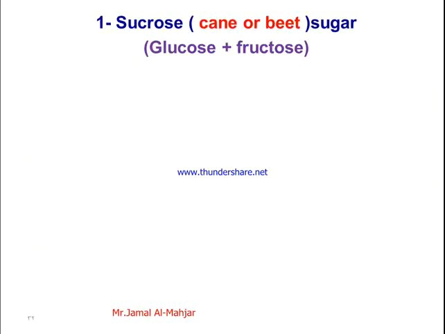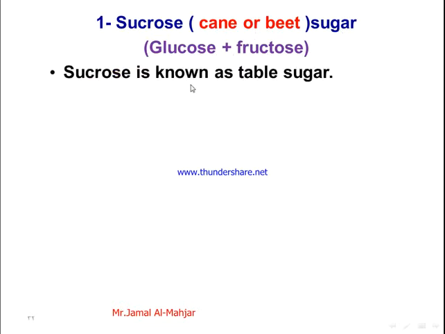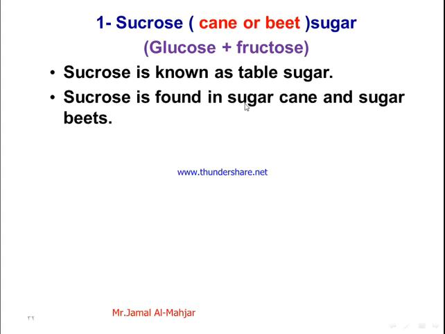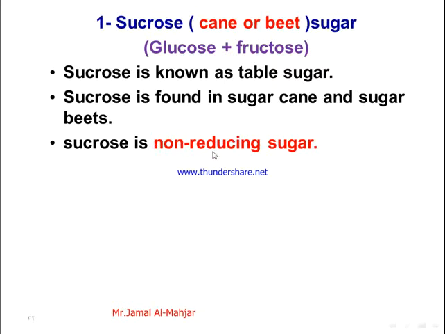We will start with the first one. What do you call it? Yes, it is sucrose. It has another name. What is the name? Yes, it is cane or beet sugar. It contains glucose and fructose. So sucrose is known as table sugar because it is the sugar that we use every day. Sucrose is found in sugar cane and in sugar beets. Sucrose is a non-reducing sugar. Again, this one is a non-reducing sugar. This is a very important point.